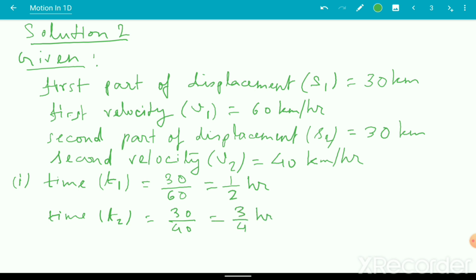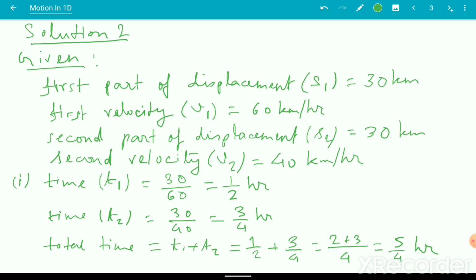So the total time of the journey is nothing but the summation of t1 and t2. This turns out to be half plus 3 by 4. The LCM is 4, so 2 plus 3, that is equal to 5 by 4 hour. If you convert into a mixed fraction, it is 1 and 1 by 4 hour. So this is the total time of the journey.